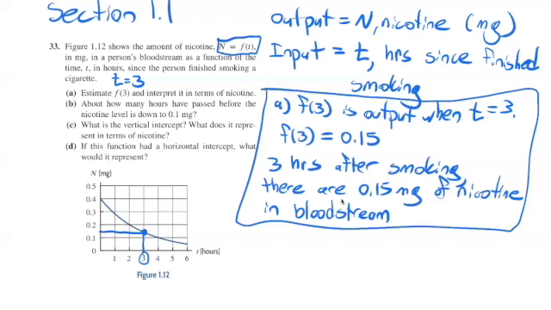So this would be my work for question A. First of all, I was able to approximate f of 3 from the graph. I got that value was 0.15 by reading off that the input is 3 and the output is 0.15, and then I'm able to explain what this 3 and the 0.15 mean in the context of this problem.